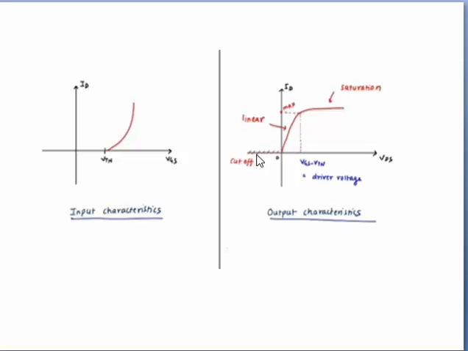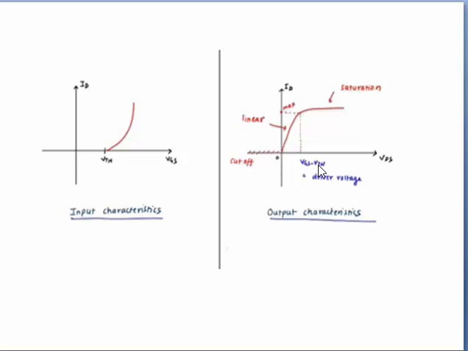This also happens when the input voltage VGS is less than the threshold voltage as well. Then we have the linear region. In this region VDS is positive, which means VDS is less than VGS minus VTHN. Then this region is called the linear region. The voltage VGS minus VTHN is also called the driver voltage, which is represented as VOV.